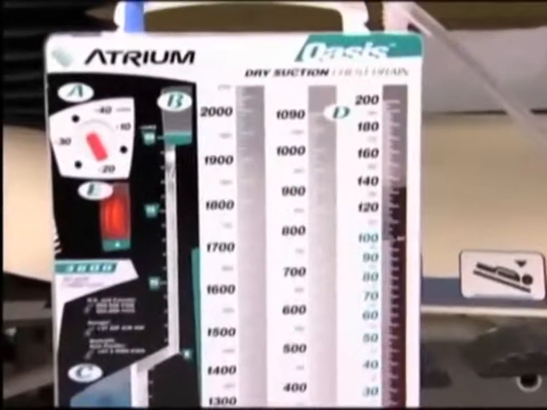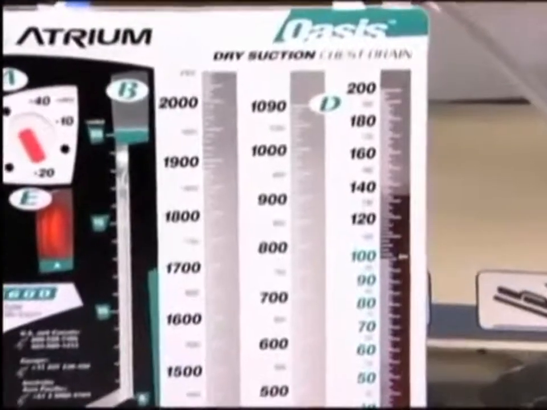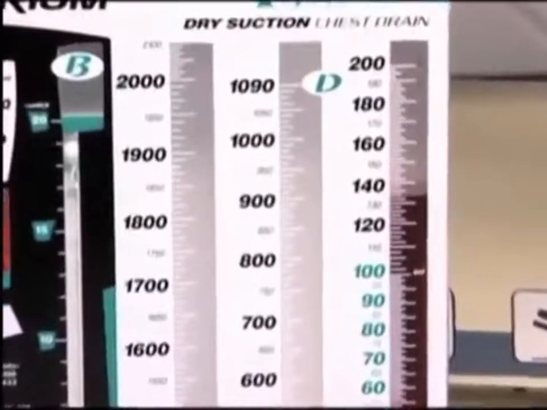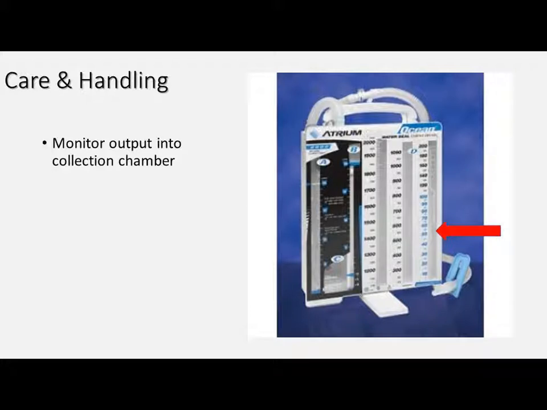We need to also note the level of fluid that's already drained from the patient's chest when we first receive them. That way we can track the amount of output that's coming during our transport. If there's a sudden increase in blood or fluid coming out of the chest and collecting in our seal, for example, we'll know that something has happened within that chest cavity. Perhaps there's a sudden increasing hemothorax.